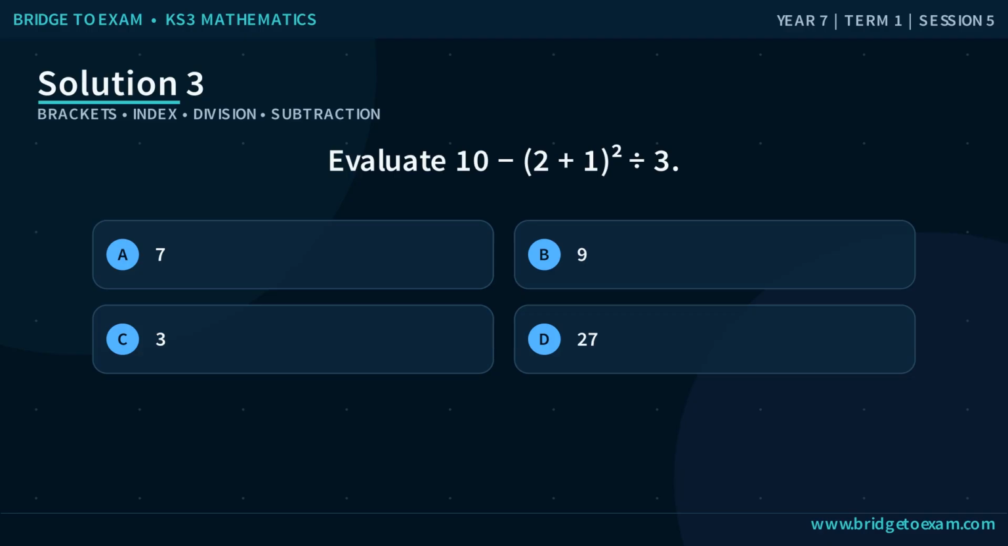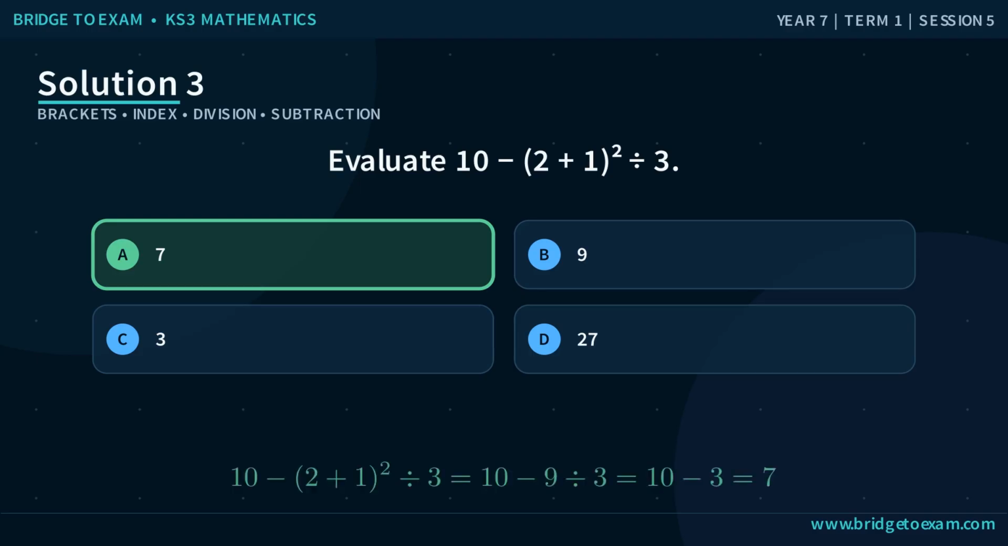Option A is correct, 7. The bracket 2 plus 1 equals 3, so the expression becomes 10 minus 3 squared divided by 3. The index gives 9. Division comes before subtraction, so 9 divided by 3 equals 3. The last step is 10 minus 3, which equals 7. The distractor answers come from skipping a stage or changing the order.